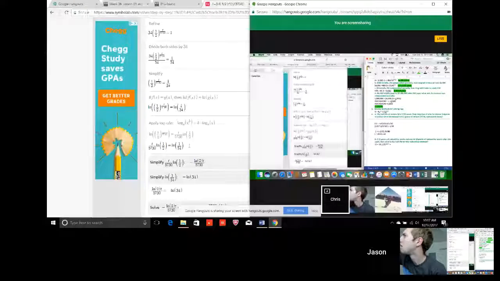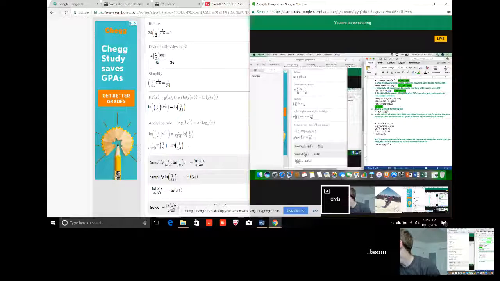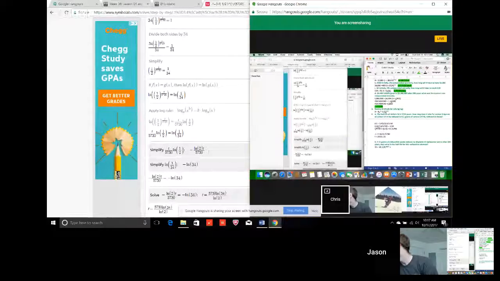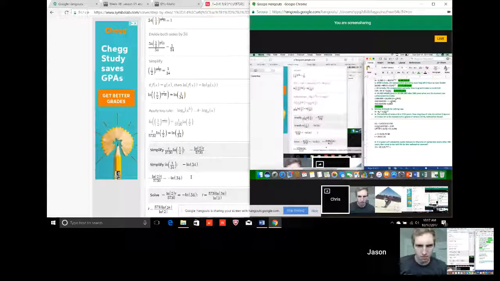And that is this. Times natural log of 1/2 equals natural log of 1 over 34. And then you can do this on the left side right here. All I did was multiply it by the negative. So it's negative natural log 2 times t divided by 5,730, which equals negative natural log of 34. So incredibly complicated. I know.